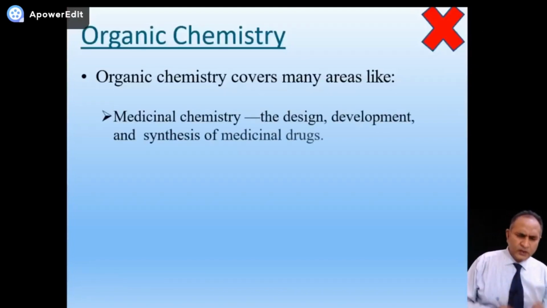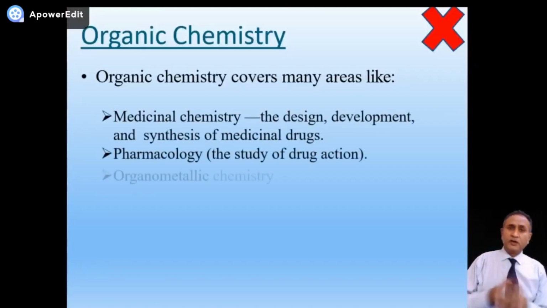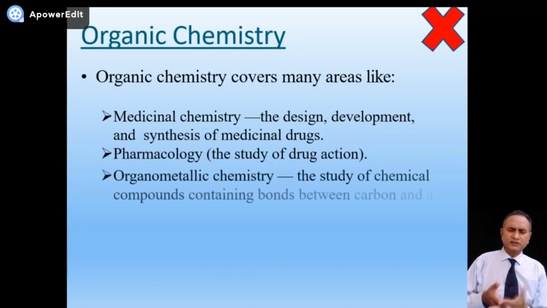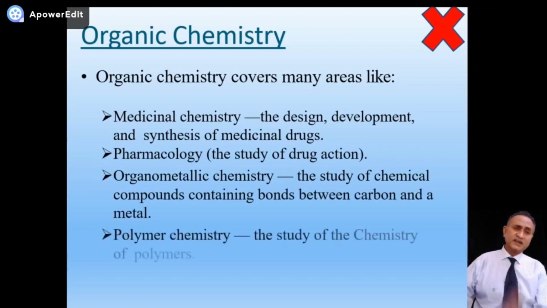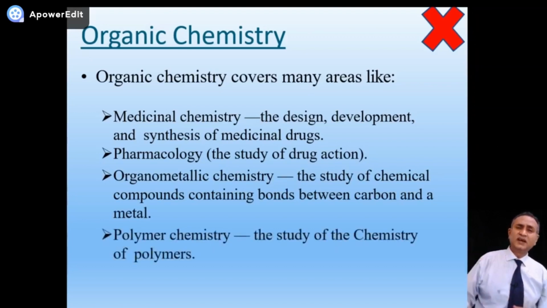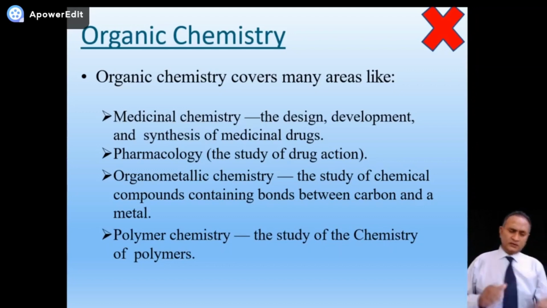So organic chemistry covers medicinal chemistry, pharmacology. Pharmacology is the study of drugs in action. Suppose a drug is prepared in a lab, then the chemist will see how you can use this drug, this medicine, for the benefit of humankind, human beings. This is polymer chemistry, or polymer, polystyrene, thermopole. This is polymer chemistry.